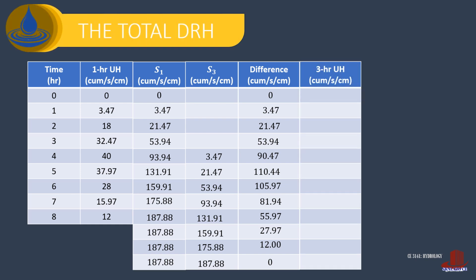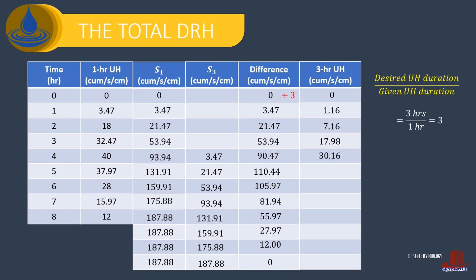To get the 3-hour unit hydrograph, we divide the difference. The divisor is the desired duration over the given duration. That is 3 over 1, which is 3. From T1, 3.47 over 3 is 1.16. 21.47 upon 3 is 7.16. 53.94 divided by 3 is 17.98. Then at T4, the difference of 90.47 is divided to get 30.16, followed by 110.44 over 3, and that is 36.81.